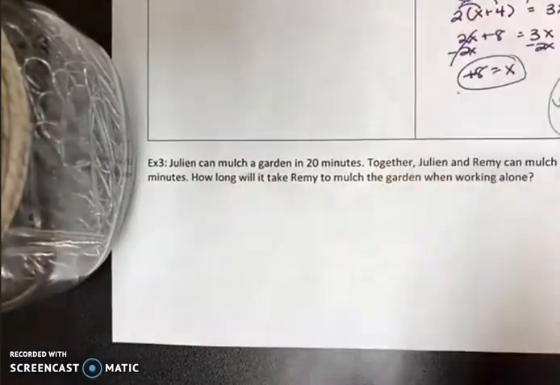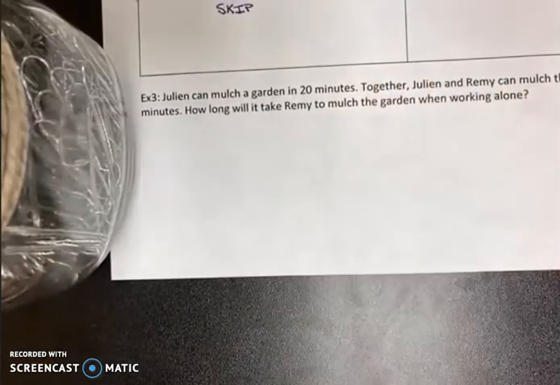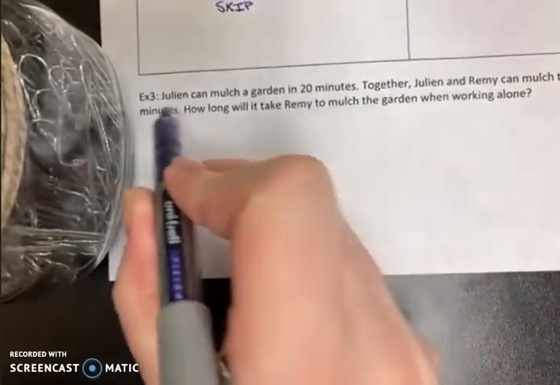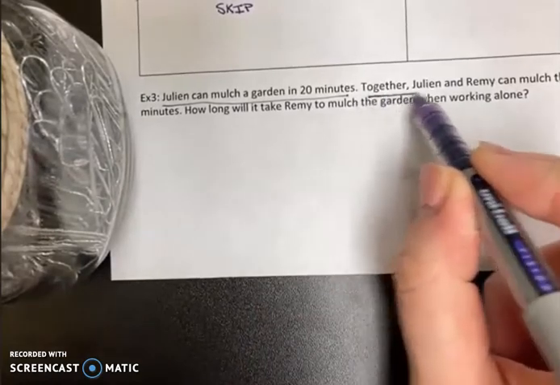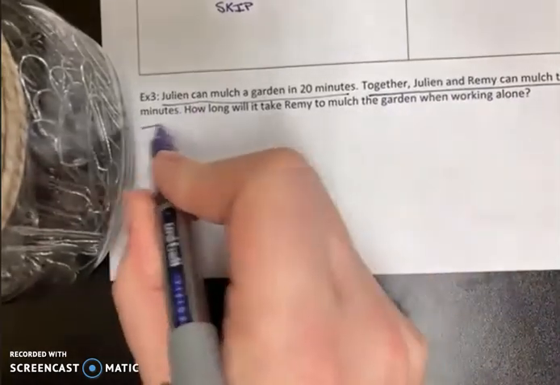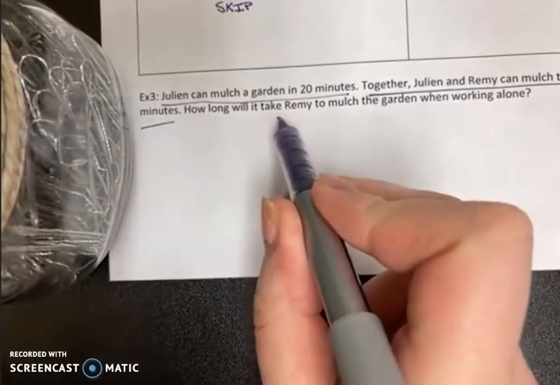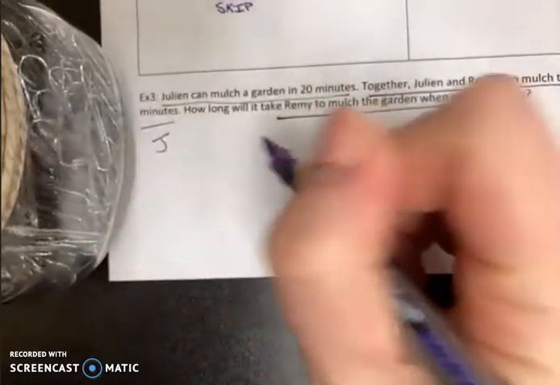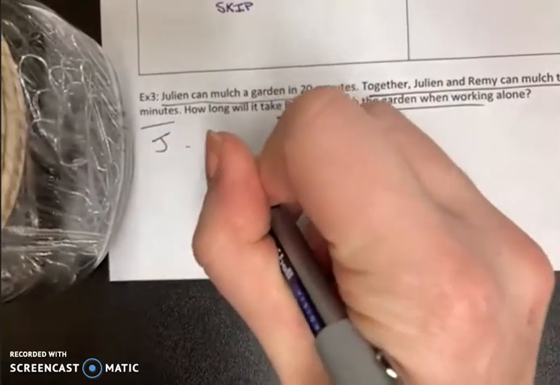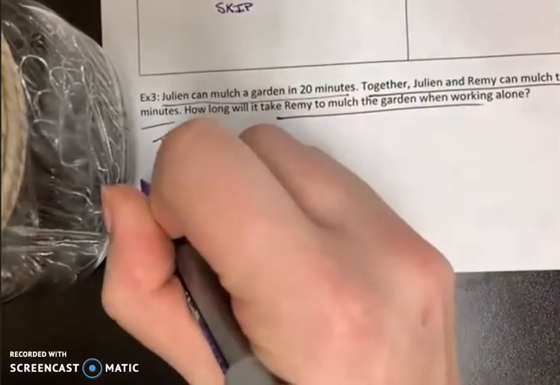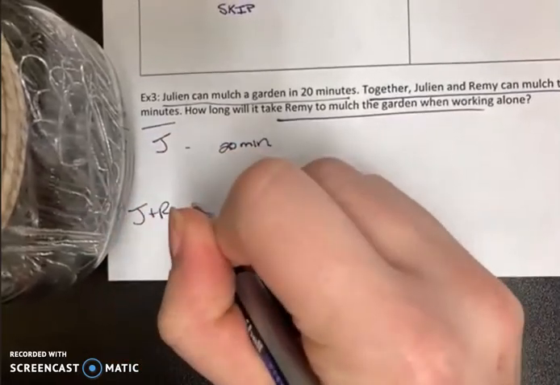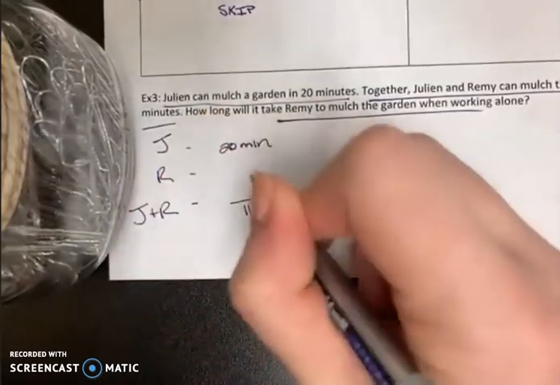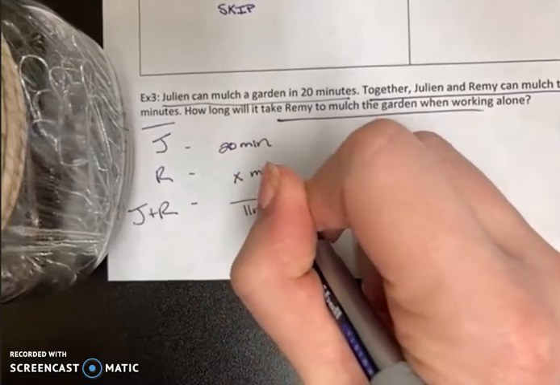All right, it's time for the word problem. Okay, there's going to be a problem just like this on your homework, so pay close attention. It says, Julian can mulch a garden in 20 minutes. Together, Julian and Remy can mulch the same garden in 11 minutes. How long will it take Remy to mulch the garden when working alone? So we have three bits of information. Julian takes 20 minutes to mulch the garden. Julian and Remy together will take 11 minutes. And then Remy is going to take, well, we don't know, an x amount of minutes.